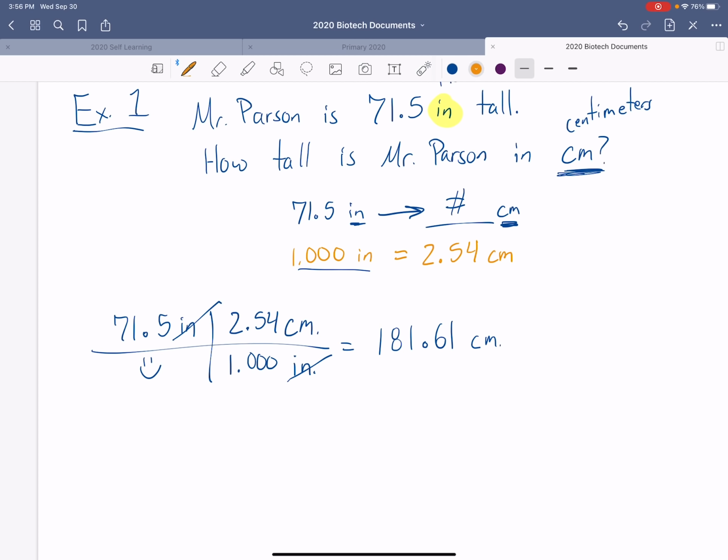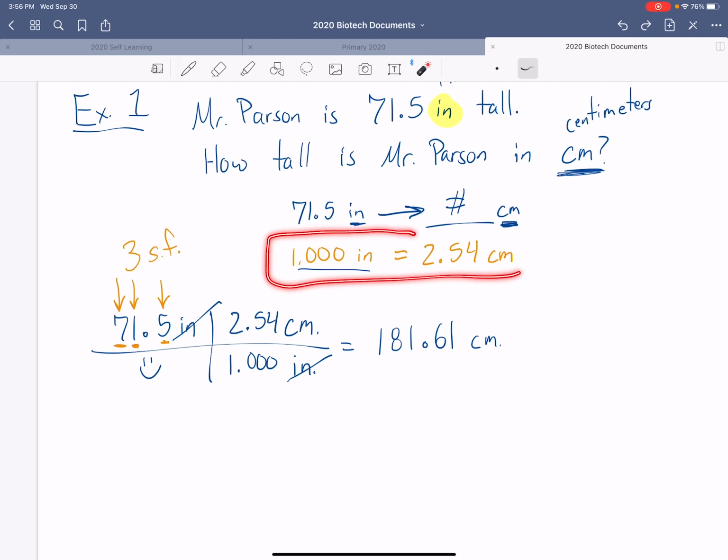I do need to keep track of significant figures from my original value. The 71.5, just looking here, this is a non-zero, this is a non-zero, this is a non-zero. That has 3 significant figures. In terms of significant figures for equalities, so remember that this is our equality right here, the 1.00 is equal to 2.54. That came from that conversion sheet that I showed earlier. This does not have any sig figs at all. We actually have to disregard those. So really, our sig figs are going to be based on just the number that we started with.